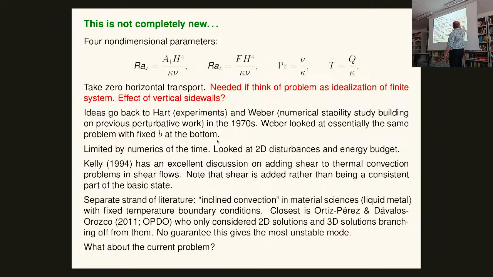And Weber actually had different boundary conditions. He had fixed buoyancy at the bottom. And we'll see this makes a difference. And of course, he was working in the 70s, so he did some numerics. And you have to admire the way he used 16 Galerkin modes or whatever to be able to do it. But we got a bit beyond that.